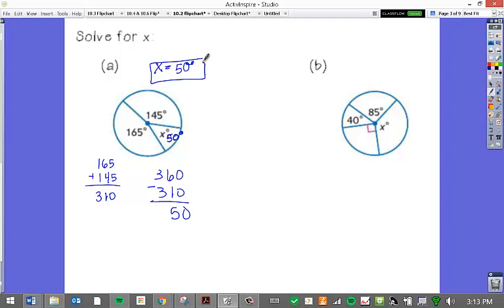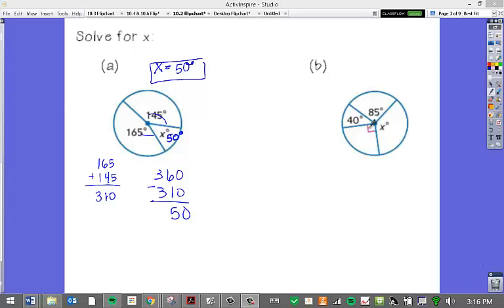So if you want to double check and make sure that you did this correctly, you can take all 3 of those angles, 165 plus 145 plus 50, add them all together, and they should add up to 360, which they do. Pause the video and try part B on your own.